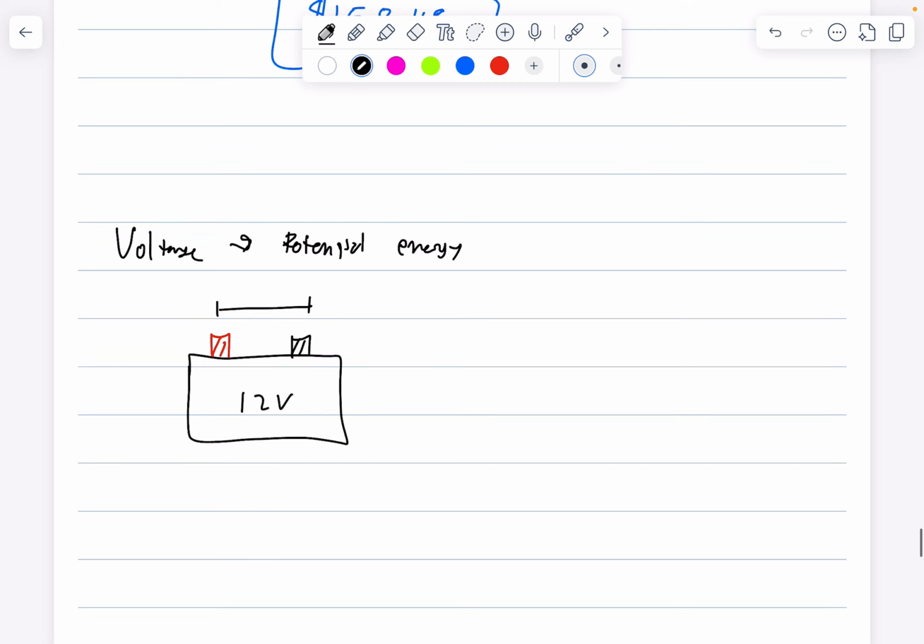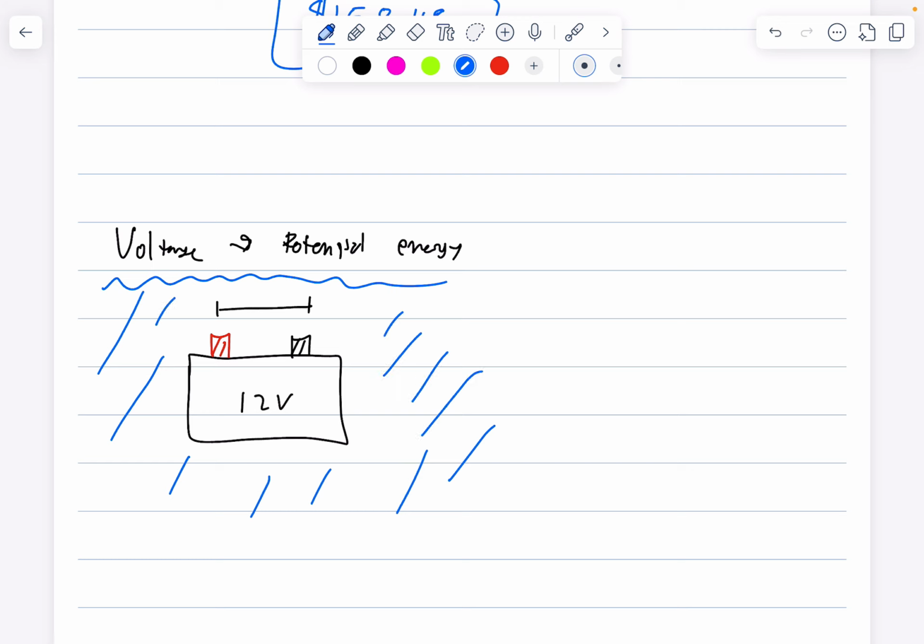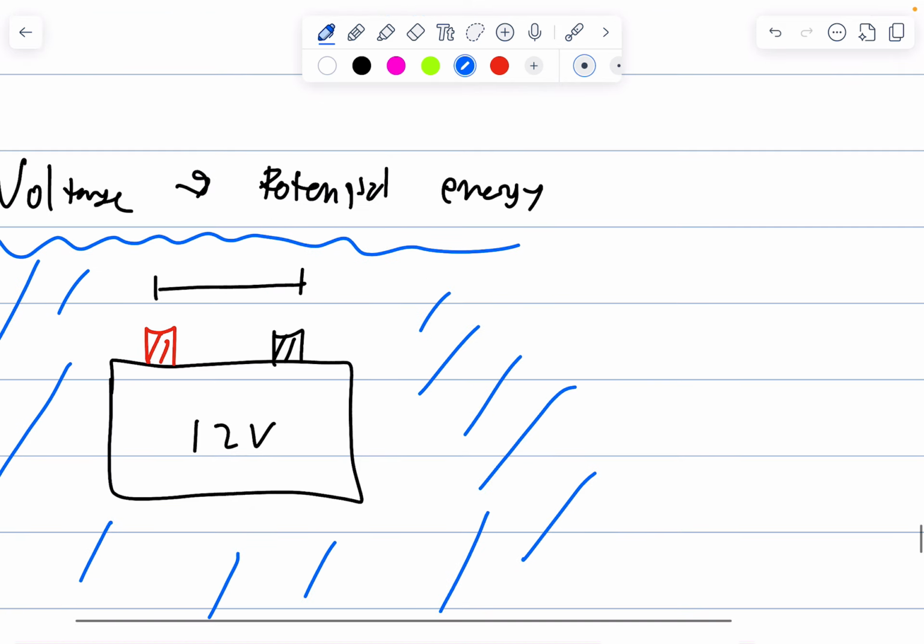Now, say this was submerged in water. We'll put this guy underneath the water. Water itself is not conductive. Pure water is not conductive, but the particulates in the water, like salt or contaminants in the water, are conductive, right?